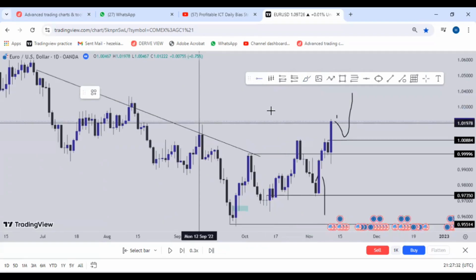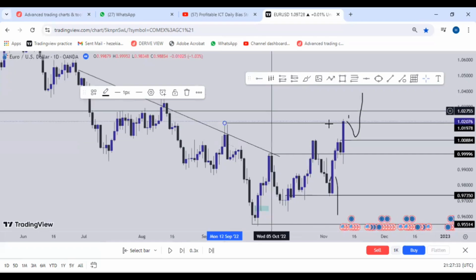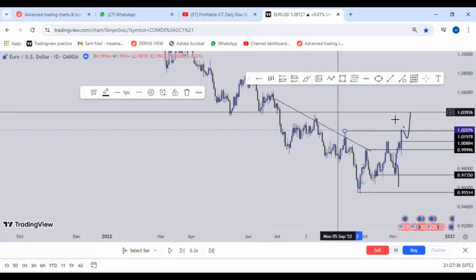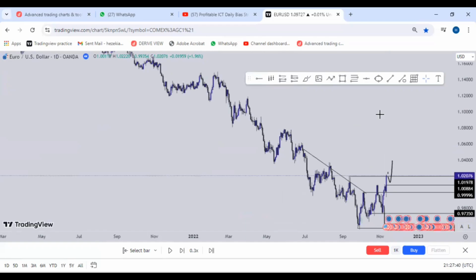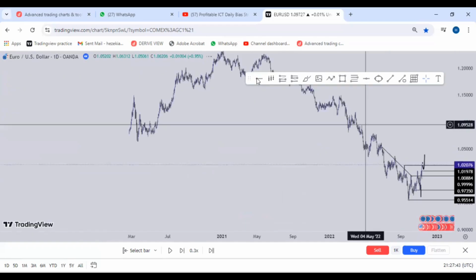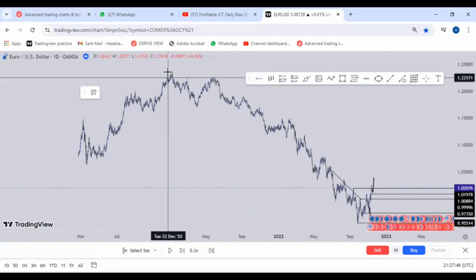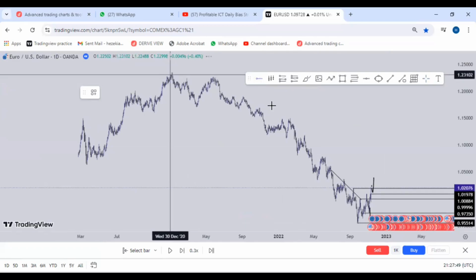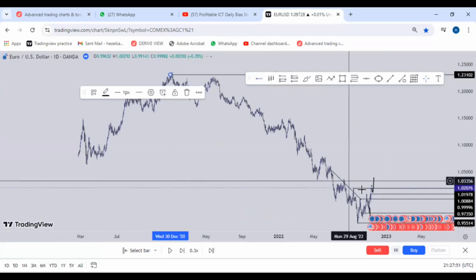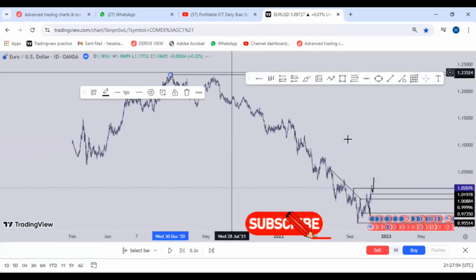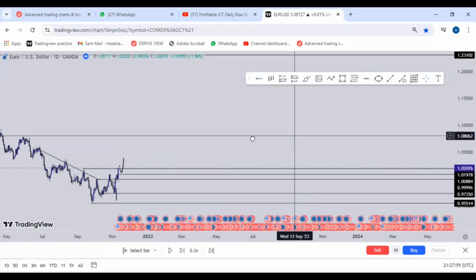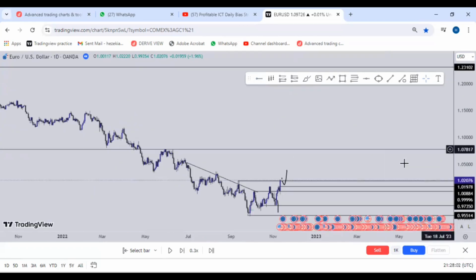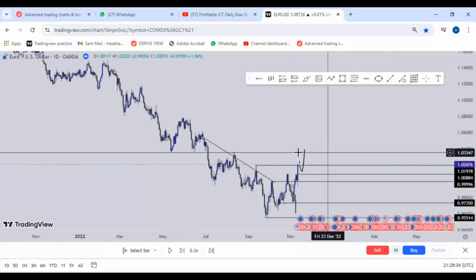And once this structure is broken, trust me, we are going to take out the whole high residing probably above this level. Because once a change of character happens, then we should go up to take out the extreme high that resides above. But that is not our aim coming into the market on each day. This will guide you on how to trade on a daily basis.